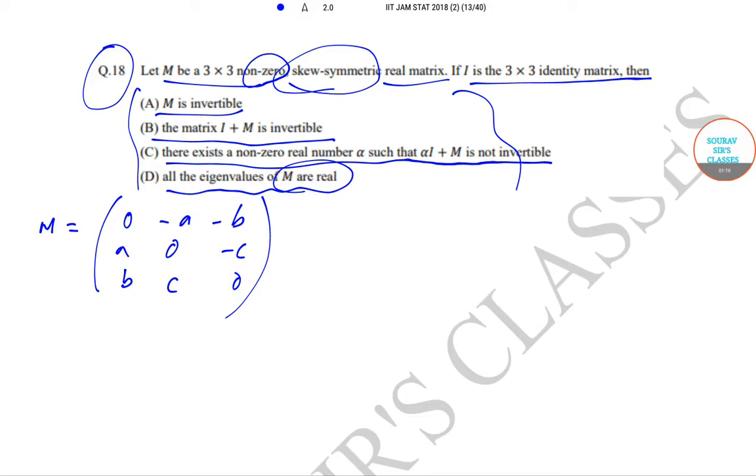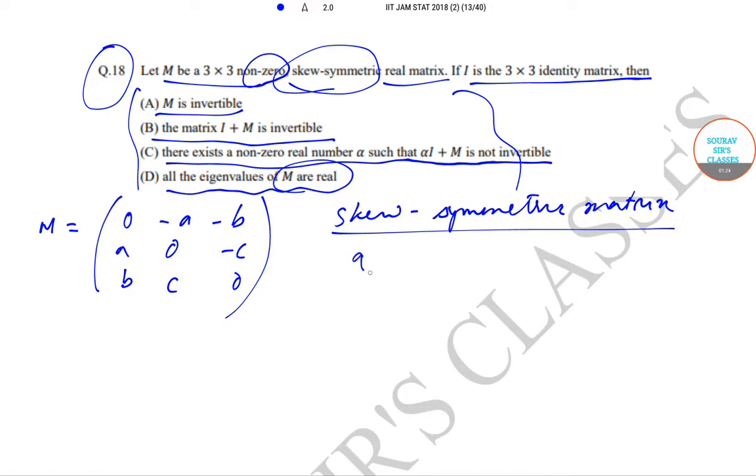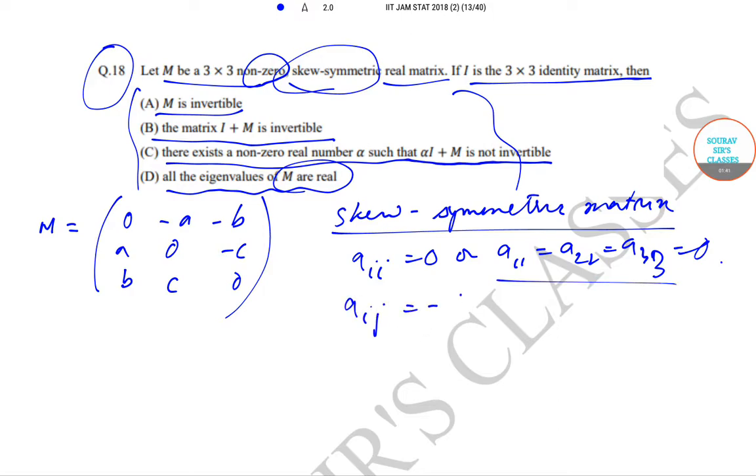So what happens in a skew-symmetric matrix? First of all, the diagonal terms are 0. So basically we can write that A11 is equal to A22 is equal to A33, those are all equal to 0. This is the first. And also A of ij is equal to minus of A of ji. So that's why you can see A of 1 2 is minus of A of 2 1. So this is the skew-symmetric matrix formation. These are the conditions for skew-symmetric, and also this is non-zero.